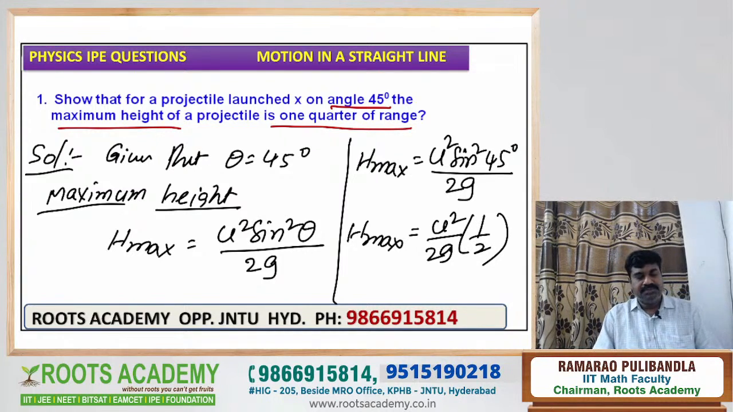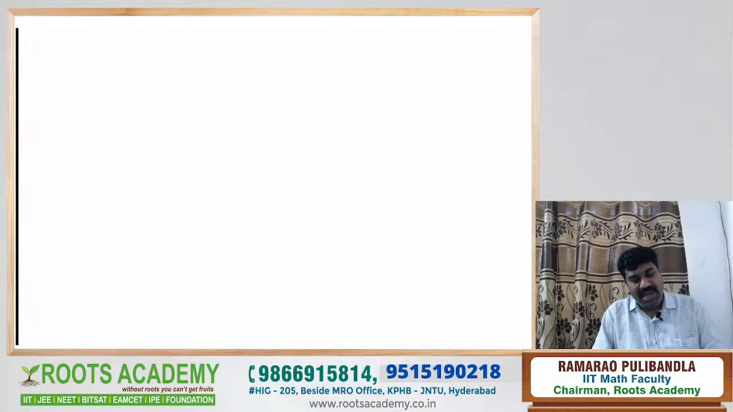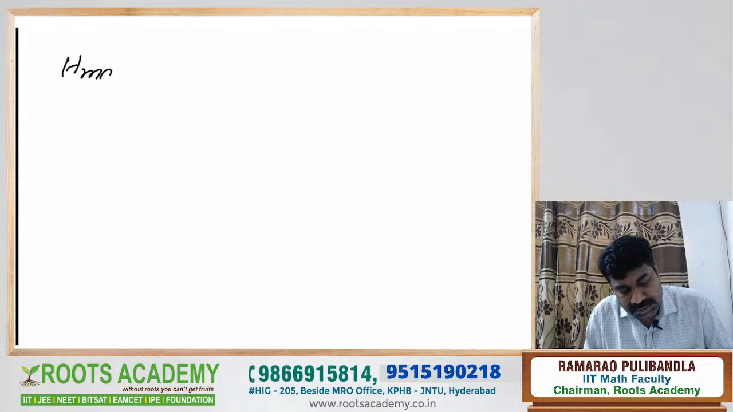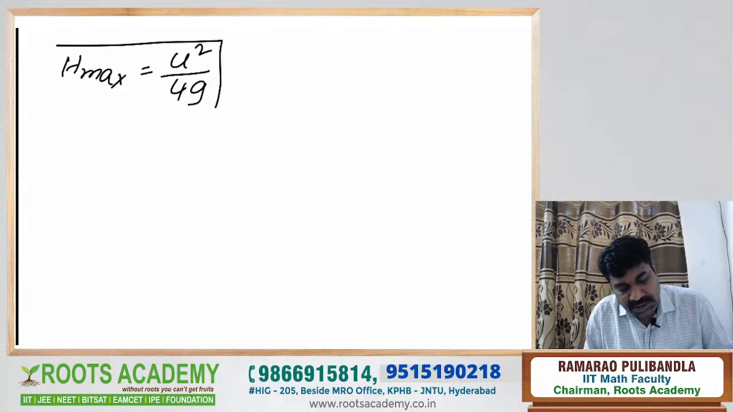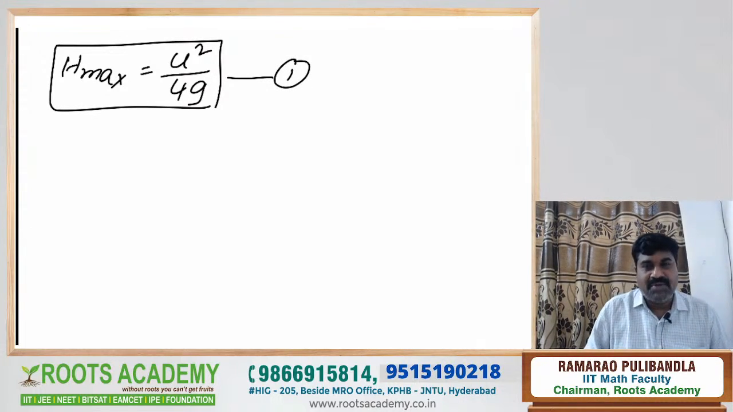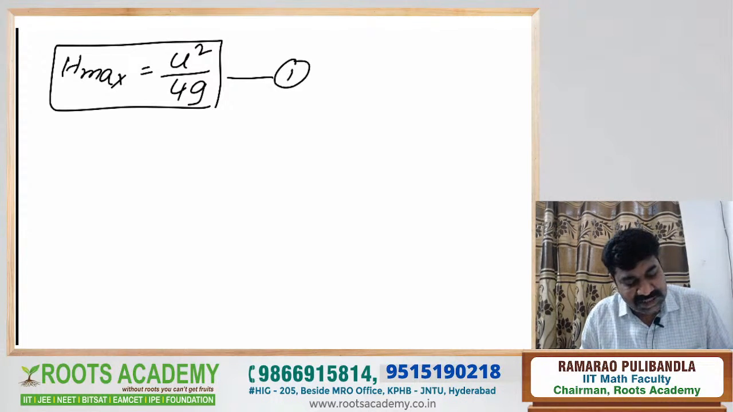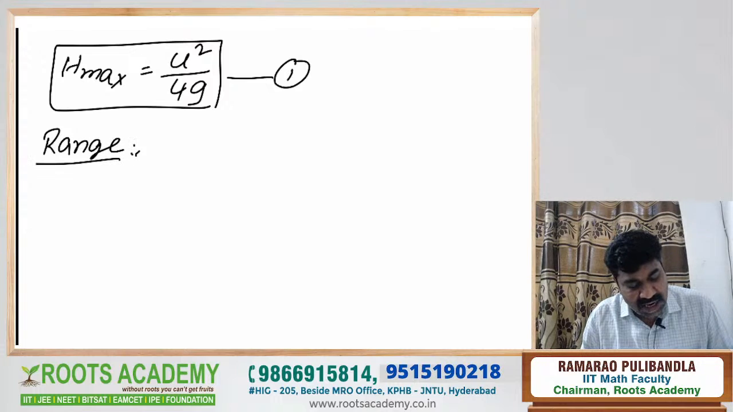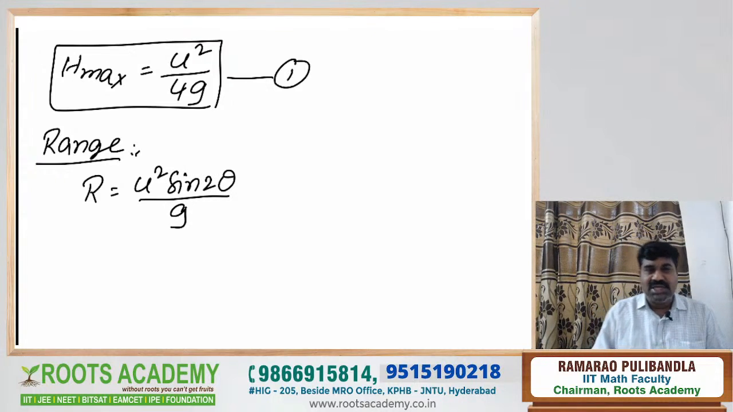So H max is equal to U square by 4g. This is equation number 1. Now we go for the range. What is the formula for the range? Range R is equal to U square sin 2 theta by g.